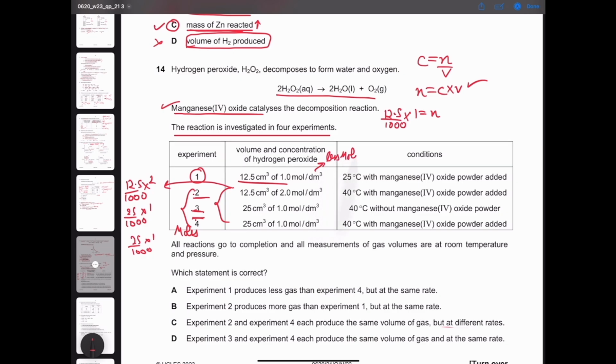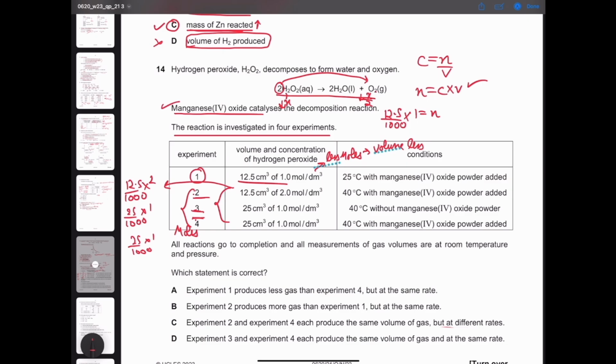If moles are less, then the volume produced will be less as well, because it all depends upon stoichiometric ratios. If the moles of H2O2 are X here, now check the ratio between H2O2 and oxygen. The ratio is 2:1, so this will give you X by 2 moles. Now in reality, if you already have fewer moles here, this will also give you fewer moles.